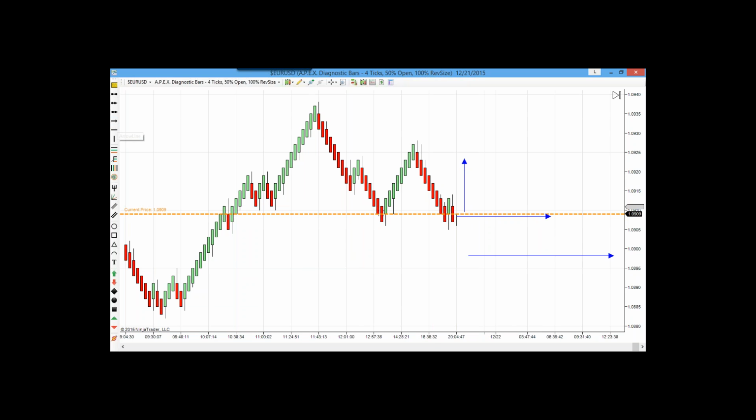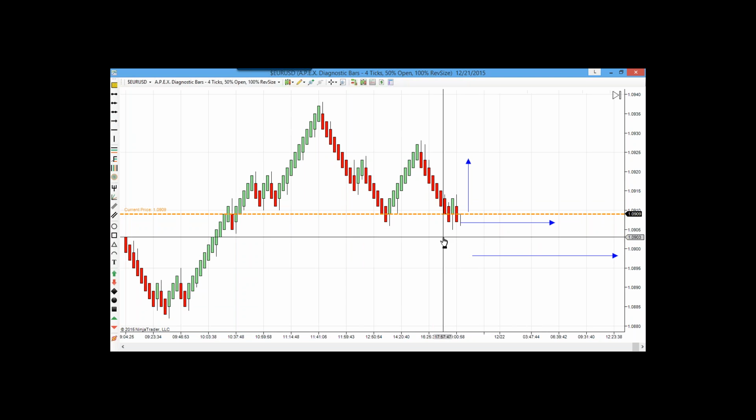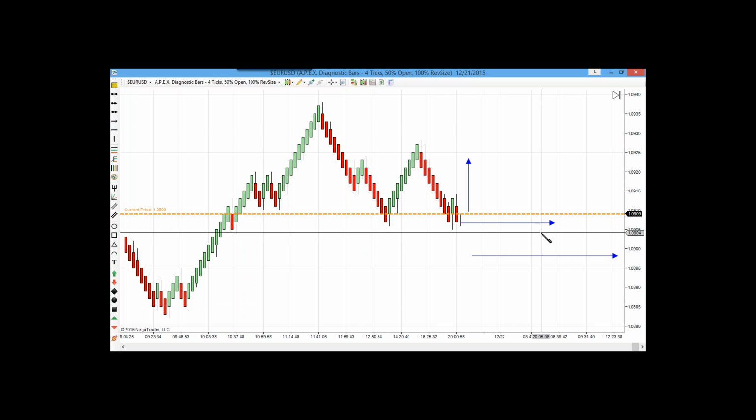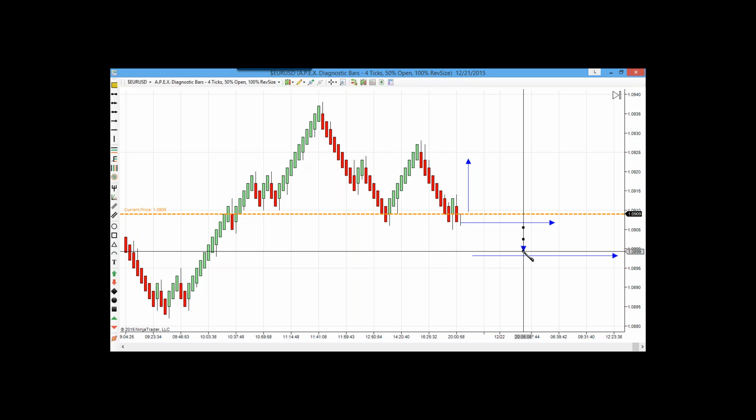What happens if I buy this binary and the market starts to come down, and it comes all the way down to right here, and then it expires? Do I win or lose? I still win. Still win, okay?